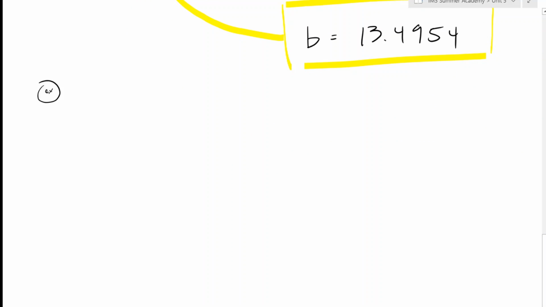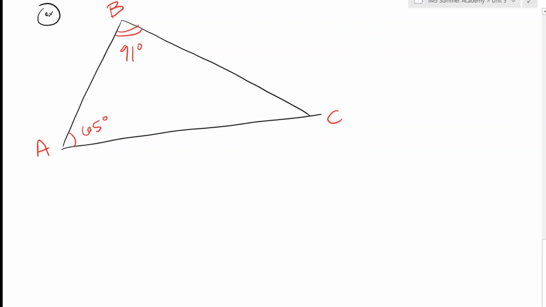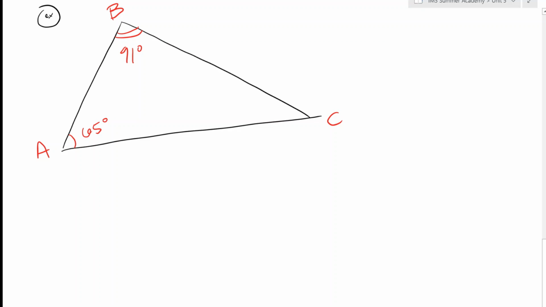So, for example, they give us another triangle here. Go ahead and label the corners. We've got corner A, B, and C. They tell us that angle A is 65 degrees. They tell us angle B is 91 degrees, almost a right triangle. And then they give us some side lengths. They tell us that this side is 13, and they'll tell us find side AC. Now we'll go ahead and highlight AC. AC is this one down here.